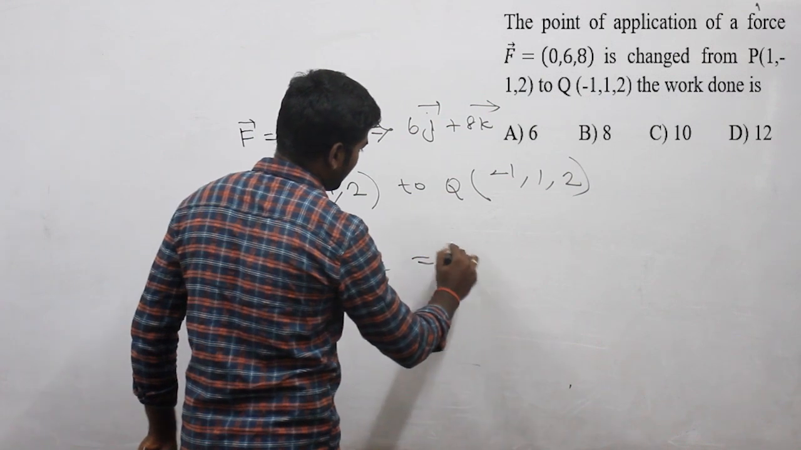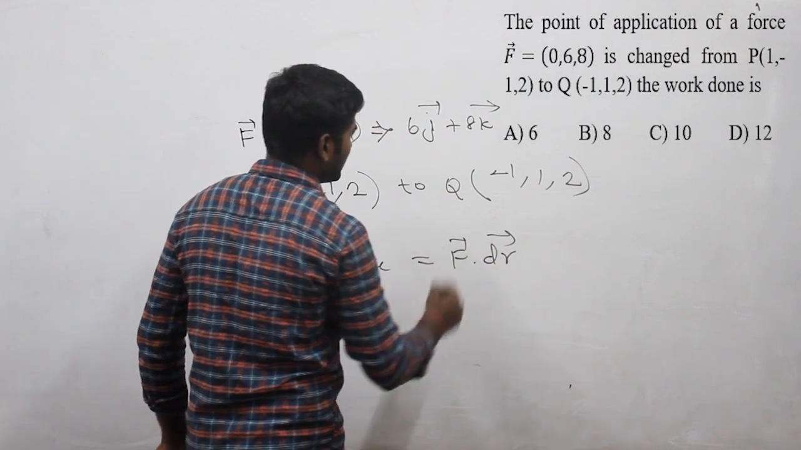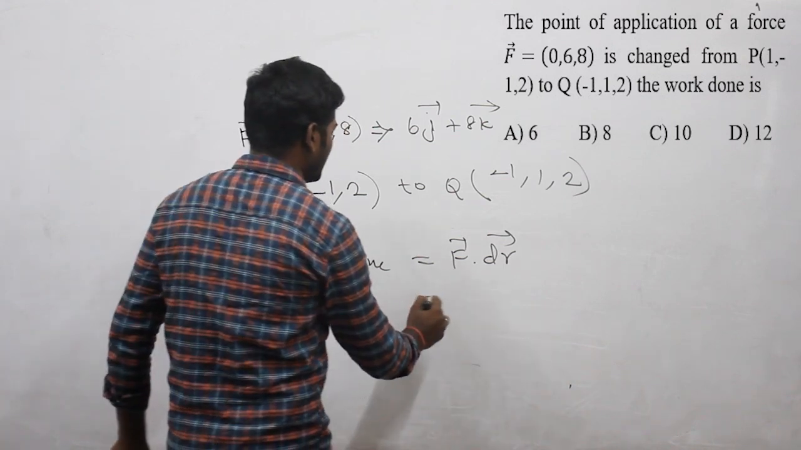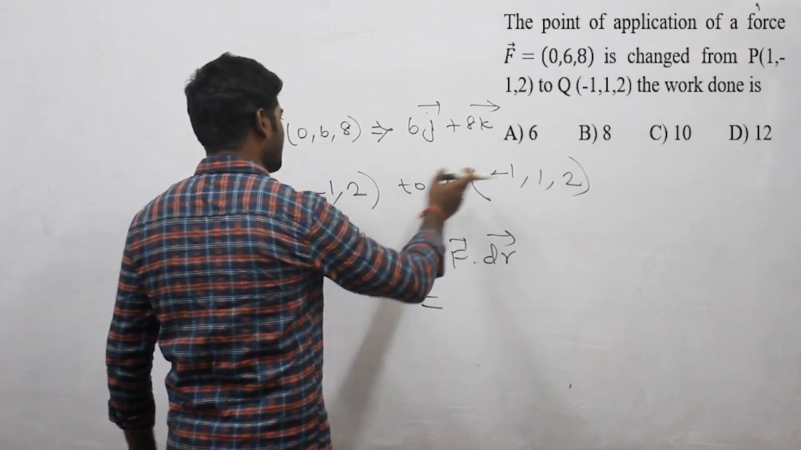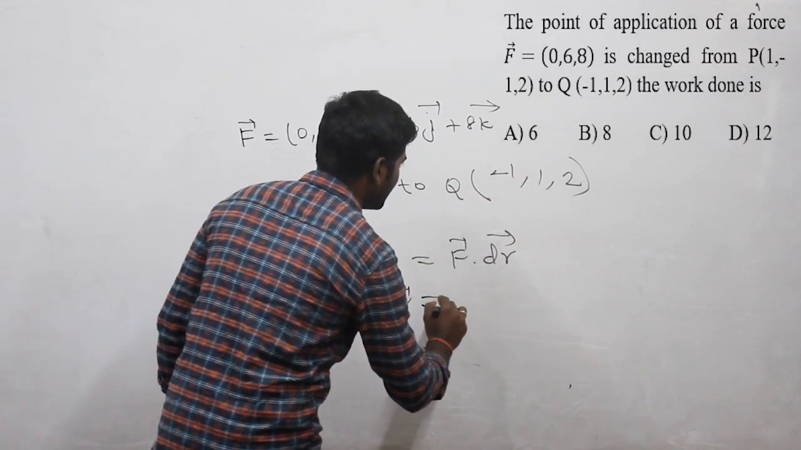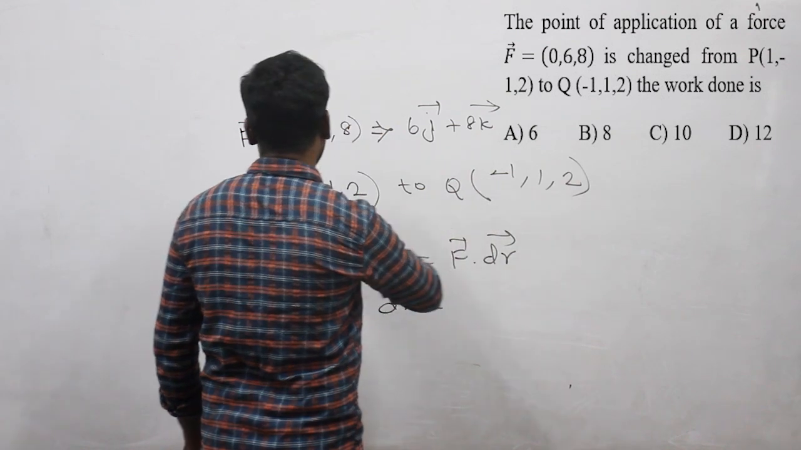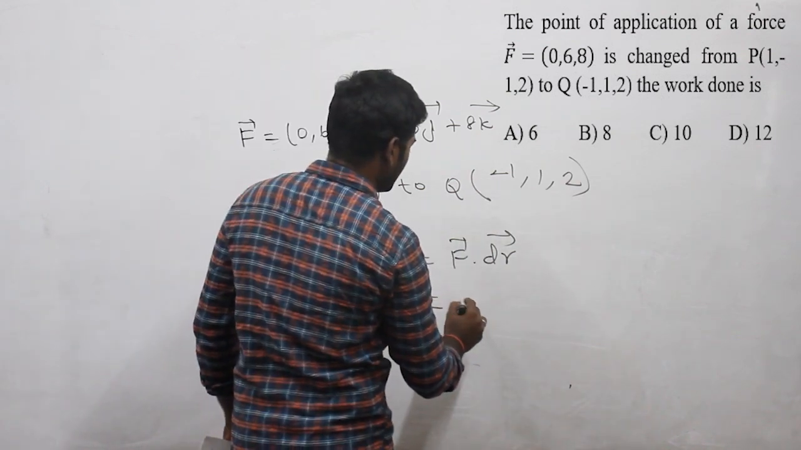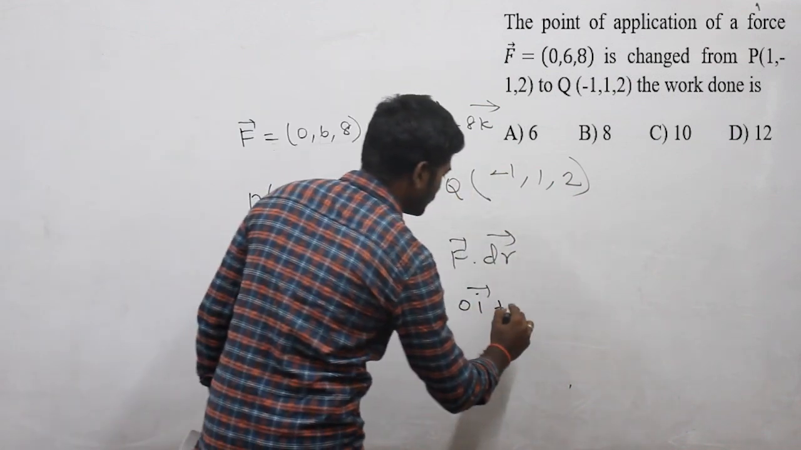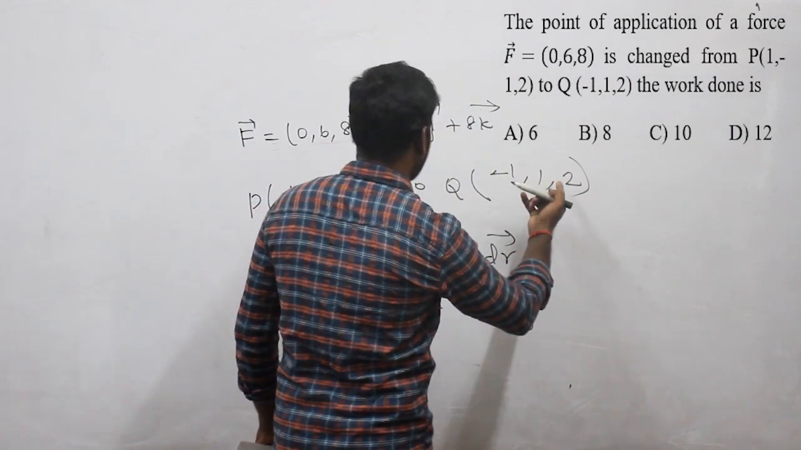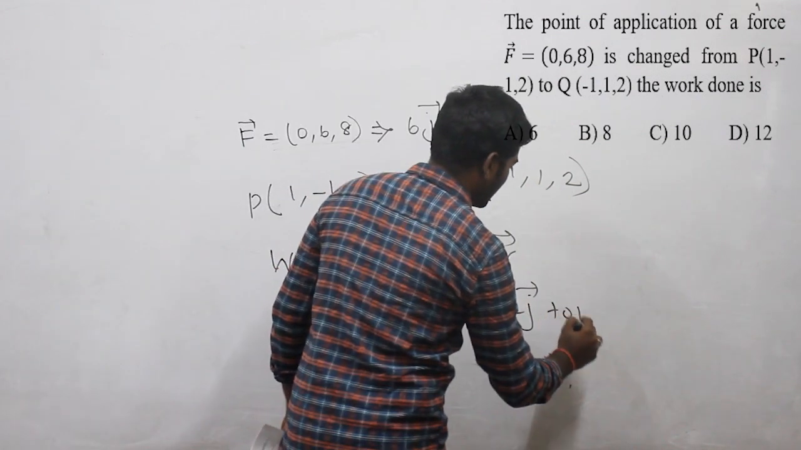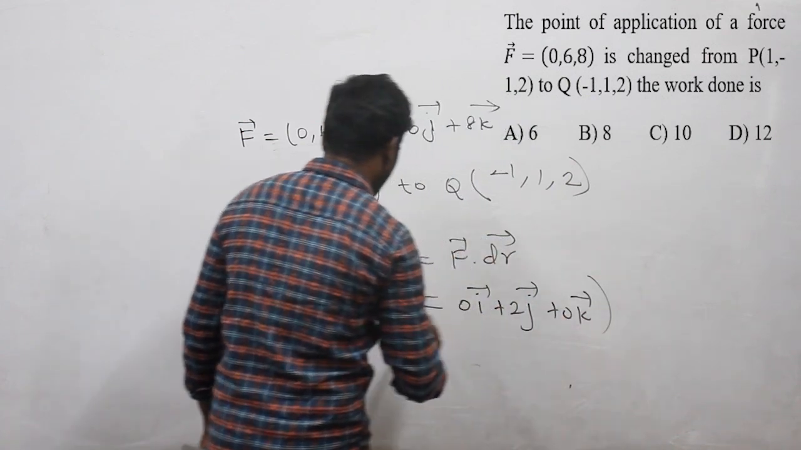So work done is equal to F vector dot dr vector. F vector dot, force into distance, is known as work done, right? Force into displacement, but displacement means final minus initial. So dr vector can be calculated as: 1 minus 1, what is that, 0 i vector, 1 minus of minus 1 plus 2 j vector, 2 minus 2 plus 0 k vector, right? So it is dr vector.